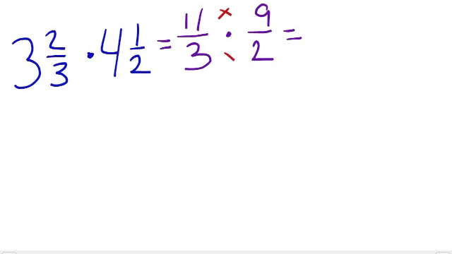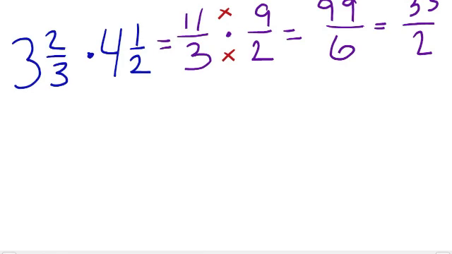And we go through and we multiply. 11 times 9 and 3 times 2. 11 times 9 is 99. And 3 times 2 is 6. And these both share a common factor of 3. So 6 divided by 3 is 2, and 99 divided by 3 is 33. Then we want to turn it into a mixed number. So 33 divided by 2 is 16 1/2.